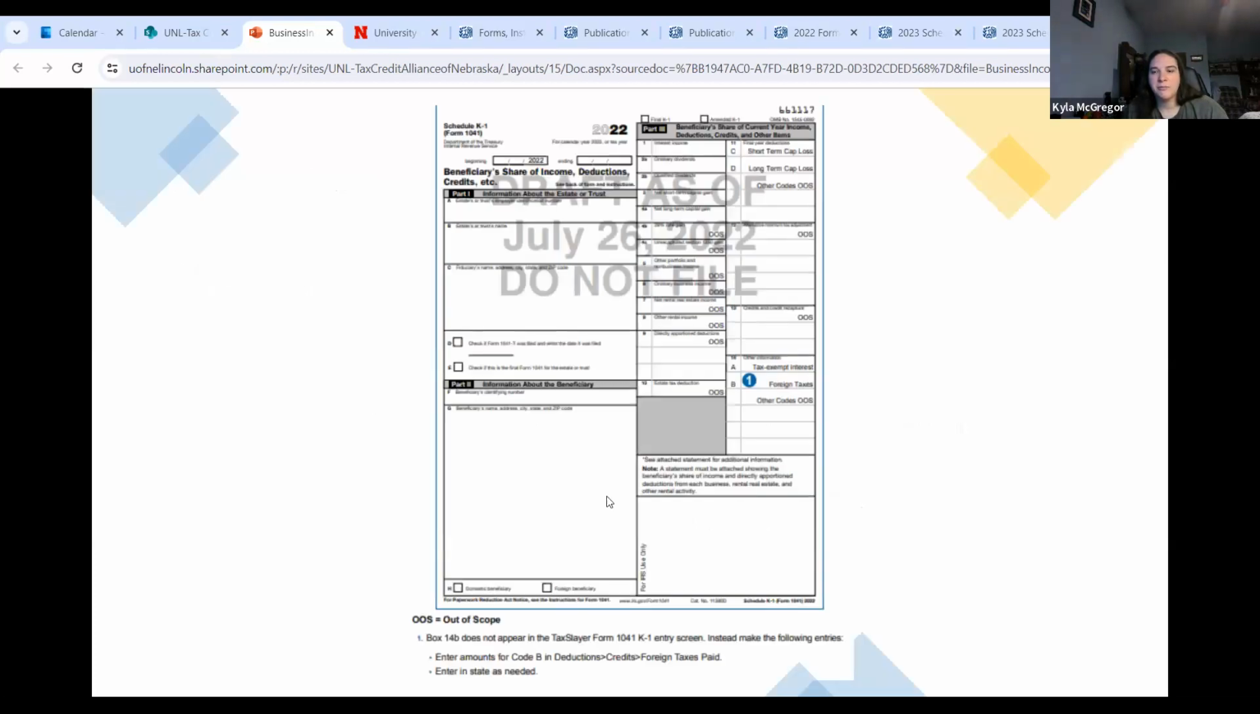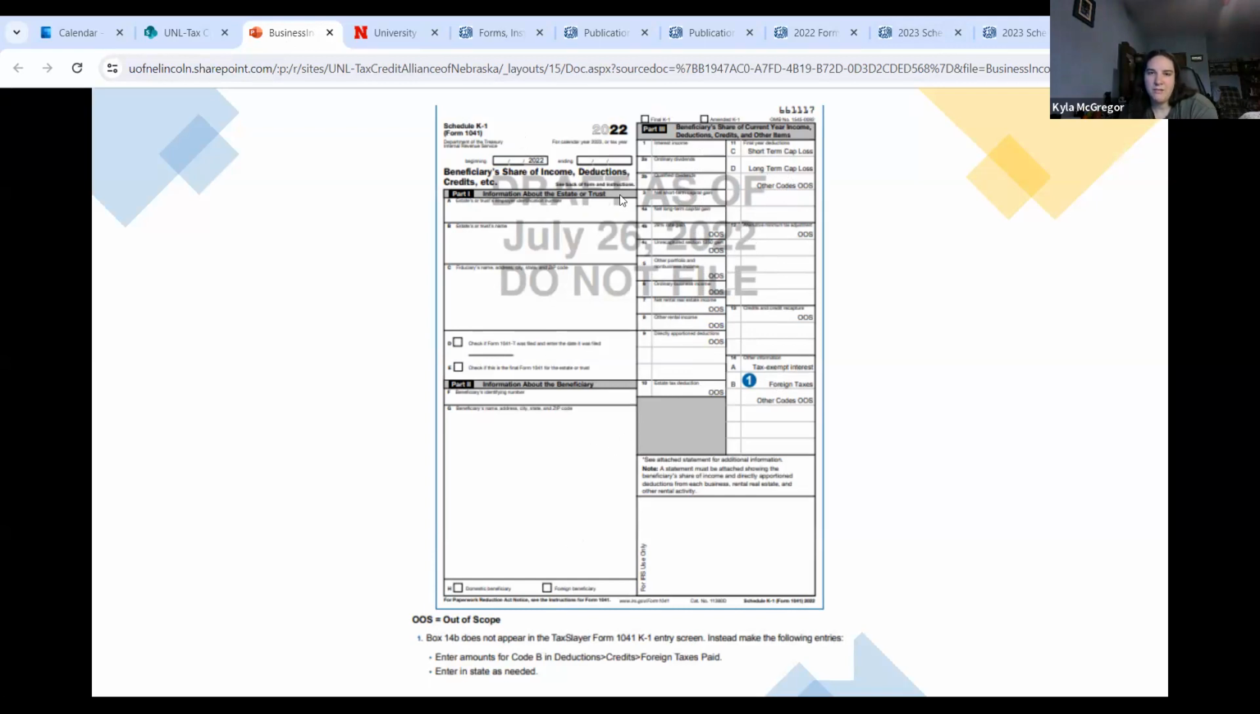So on here, I wish I could blow it up, but it shows if there's nothing written in the box, we can do it. If it says OOS, that means it's out of scope. So any of these OOS ones, if there's any of those on any of their K1s, we can't do it anymore. Only if it's the ones that are blank or say capital gain or whatever.